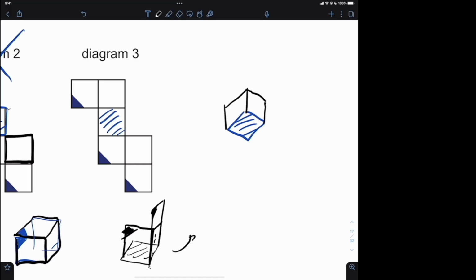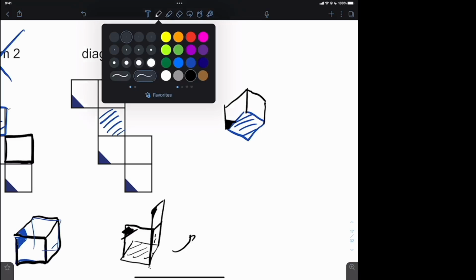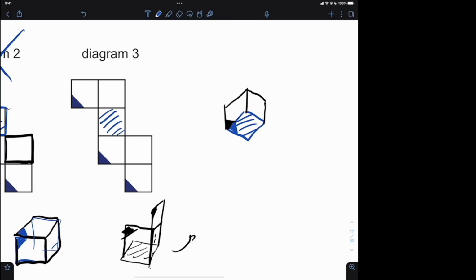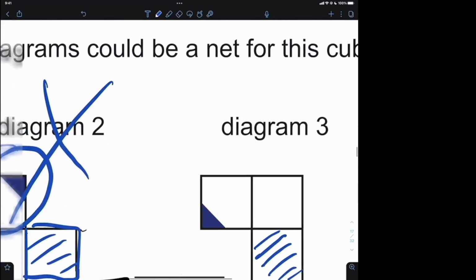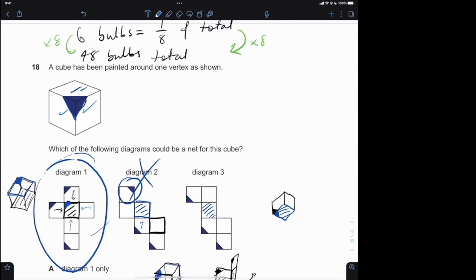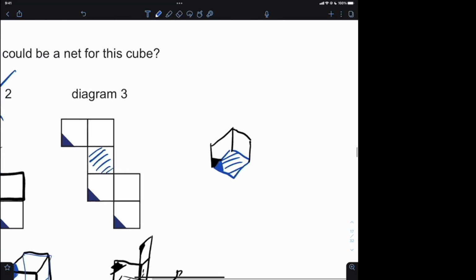Alright, something looking like this. So we folded this across, and you have something here with this black triangle. Okay. Now, you can already see that this would not work because you'd need to have had a triangle on this bottom face here. Right? Because notice how it's angling in. You'd need to have one on that bottom face in order to create that vertex colored in all the way here. Okay? So diagram 3 also does not work.